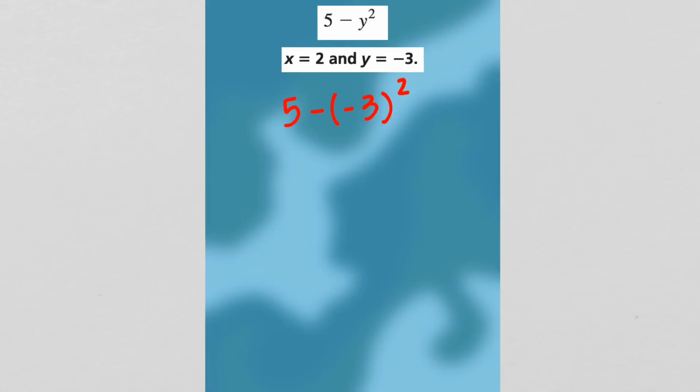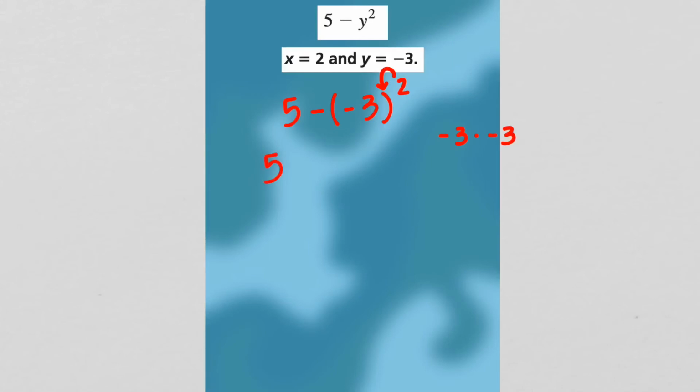We're going to go through our PEMDAS. There's nothing to do inside parentheses, so that's the P. Next, we need the exponent. Remember, your exponent applies to what's directly in front of it, which is the parentheses. So it applies to everything inside there. So this is going to be negative 3 times negative 3.